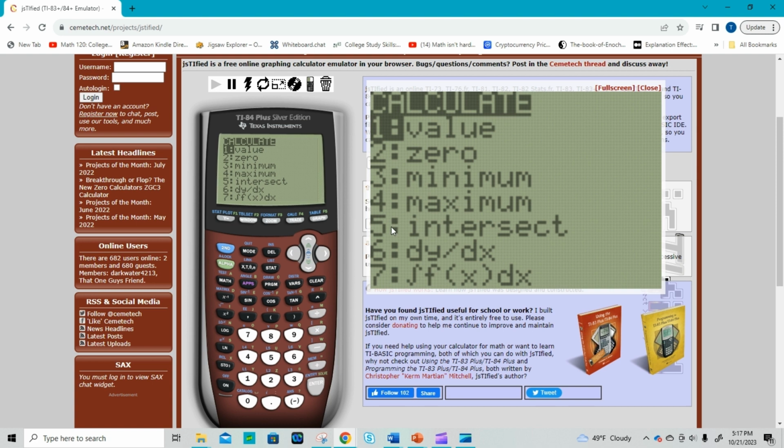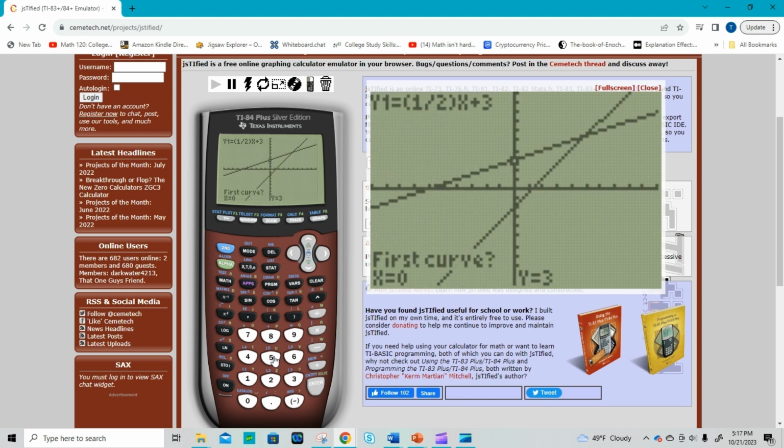So now I want to go to option 5, which is intersect. I can use my down arrow to get there. I can also just type 5 and the calculator will select that option. Okay, now we've gotten back to my graph screen. It's going to ask me 3 questions.